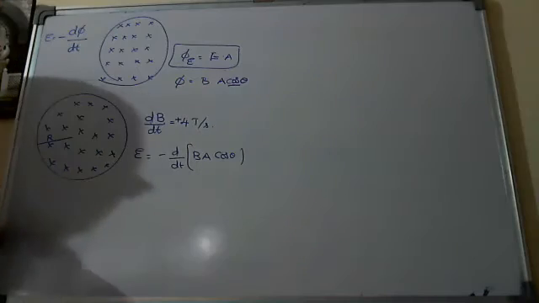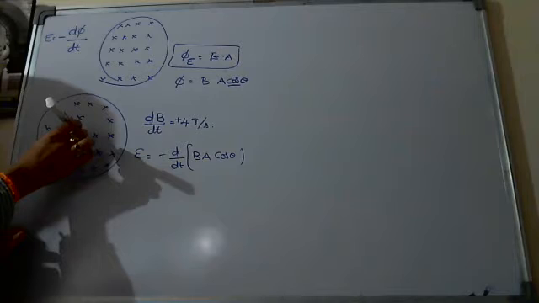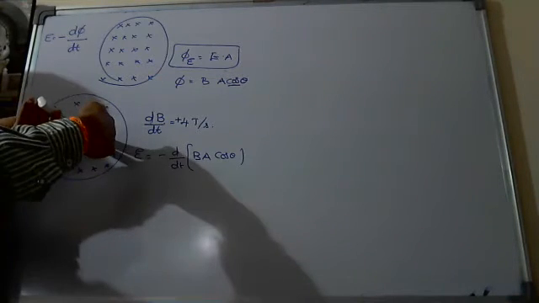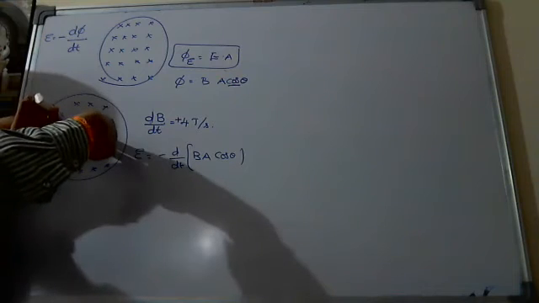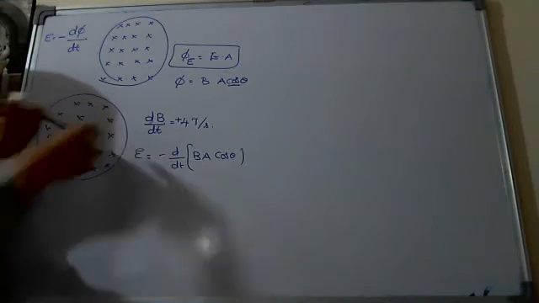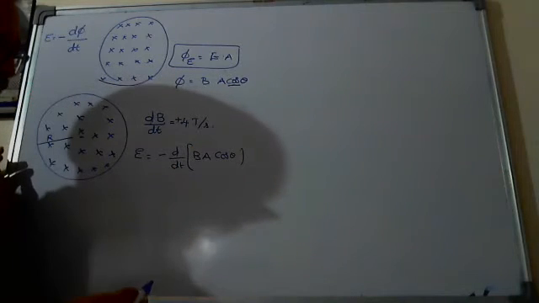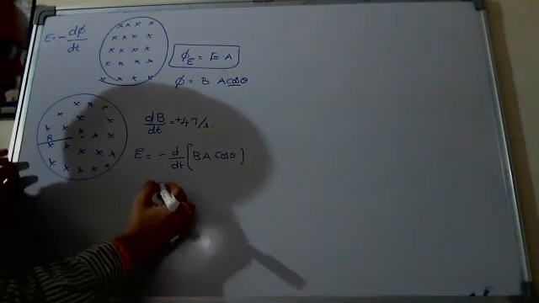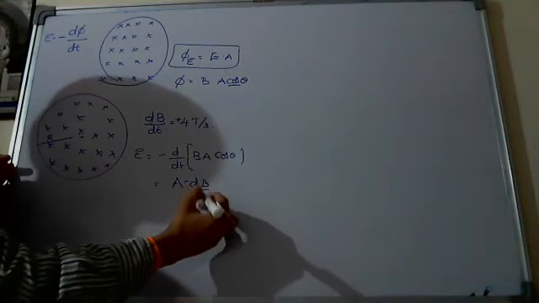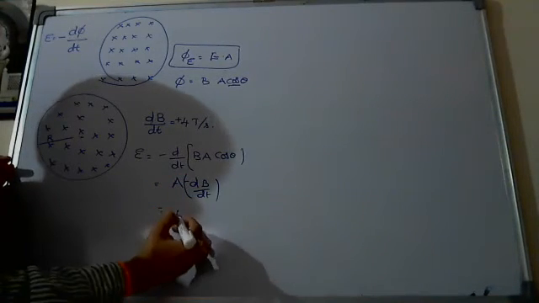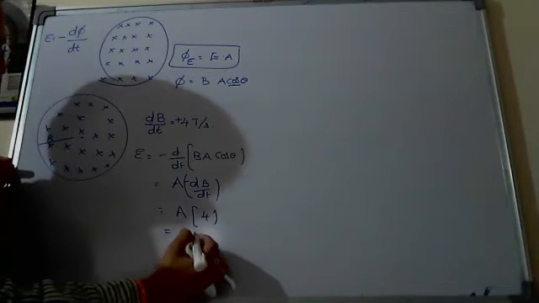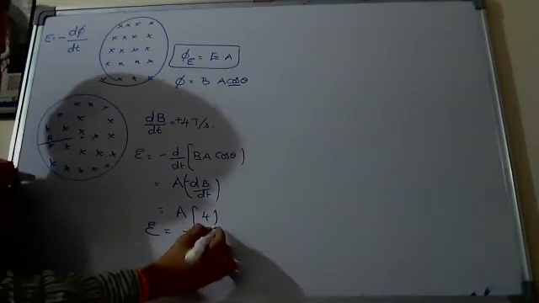Area vector means we have to take the normal to the area. So the normal to the area and the magnetic field are both parallel to each other, both perpendicular to the board, meaning the angle between them is 0. Cos 0 is 1. So the area is not changing, and we write A into minus dB/dt. Area is pi r square, into 4 we write.